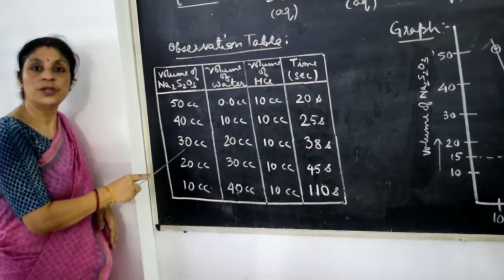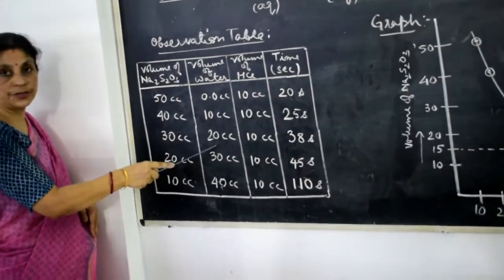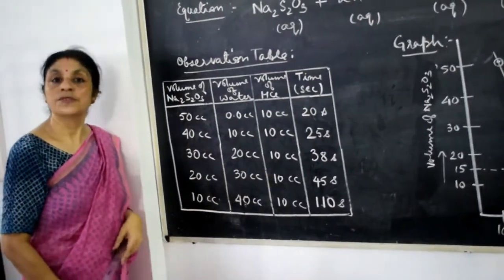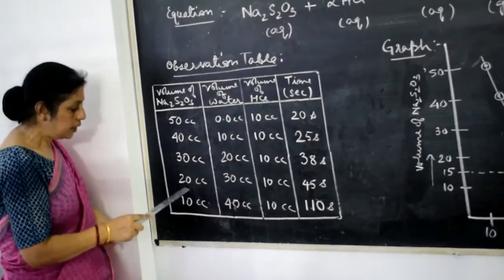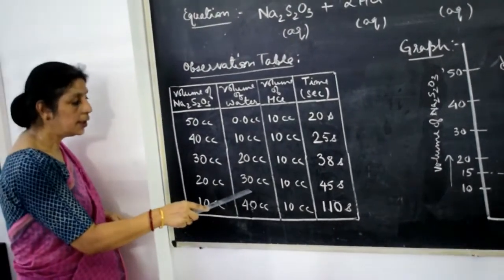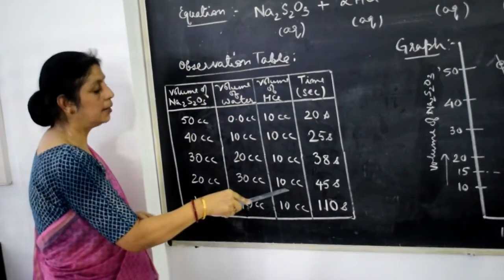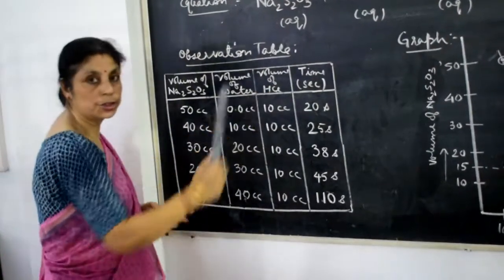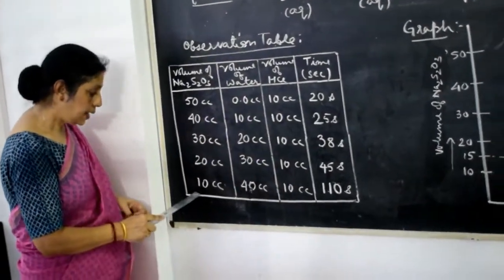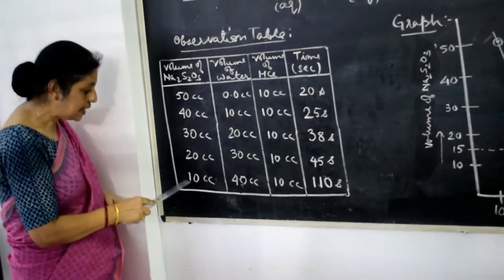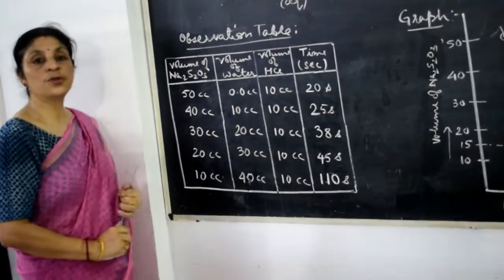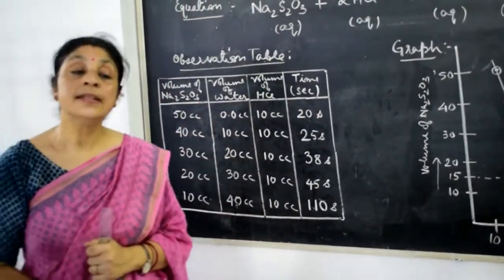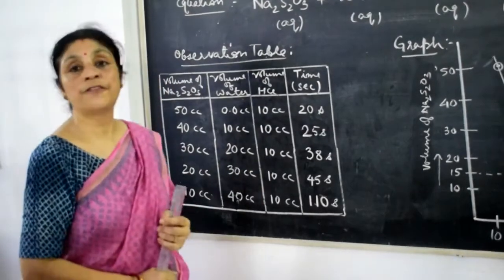With 30 cc of sodium thiosulfate, 20 cc of water was added and 10 cc of HCl, and the time taken was 38 seconds. With 20 ml of sodium thiosulfate and 30 ml of water, on adding 10 ml of HCl, the time taken was 45 seconds. Time taken for formation of colloidal sulfur. And in the end, it was a very dilute solution because 10 cc of sodium thiosulfate in which 40 cc of water was added, and on adding HCl, it took around 110 seconds for colloidal sulfur to form.